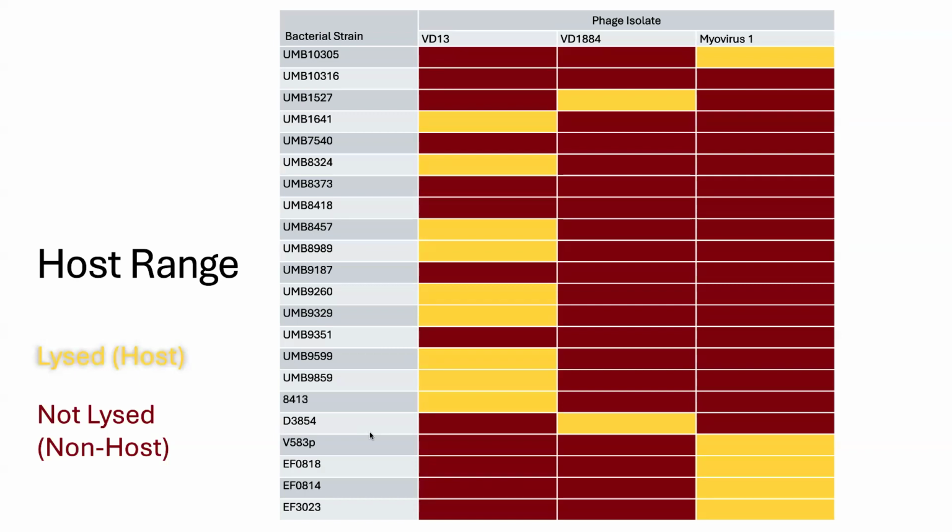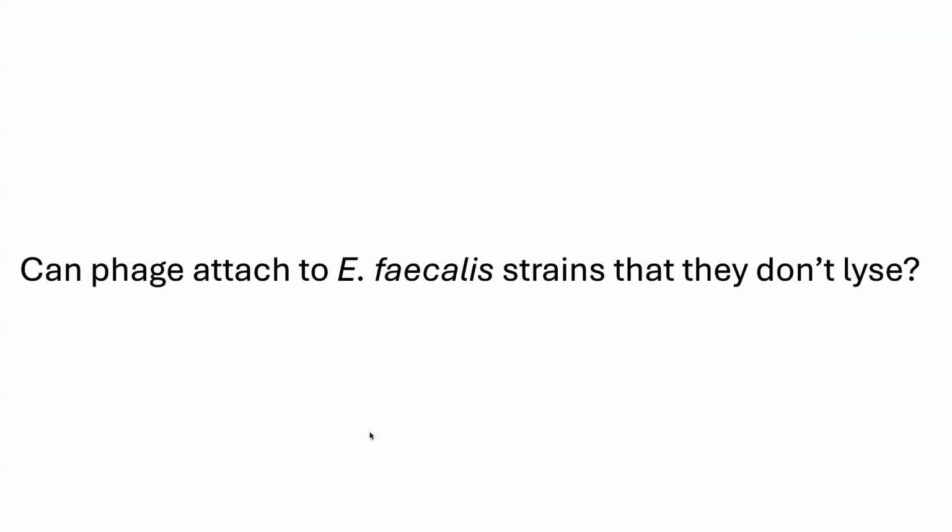So once we figured out our host range, we decided to go with just four of these bacterial strains for the remainder of our research. We chose these 4 because they were able to be lysed by at least one of our phage. Which then leads us into our next question: can phage attach to E. faecalis strains so that they don't lyse?